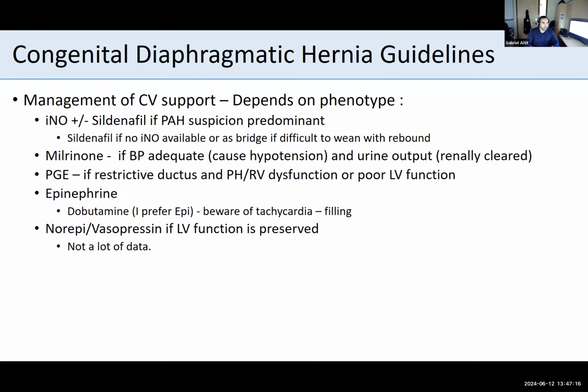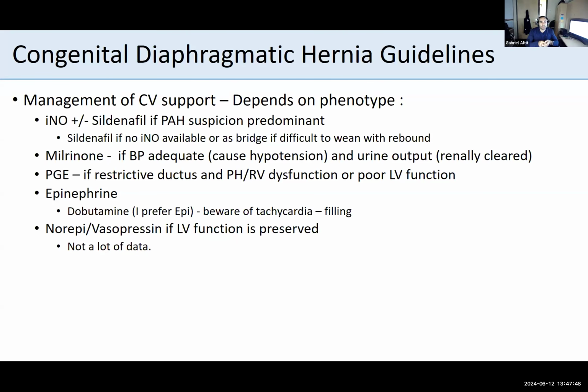There are many agents we could talk about. I think pulmonary vasodilators are typically going to be the first line if you have more of an RV phenotype. If you start having some compromise of your cardiac function, you want to support your cardiac function. So agents that we tend to prefer here are things like epinephrine or dobutamine to support the cardiac function. The reason that I personally prefer epi is that I'm always a bit worried of dobutamine creating too much tachycardia in some of these patients if they're already tachycardic, but if they're not, it's definitely something to consider.